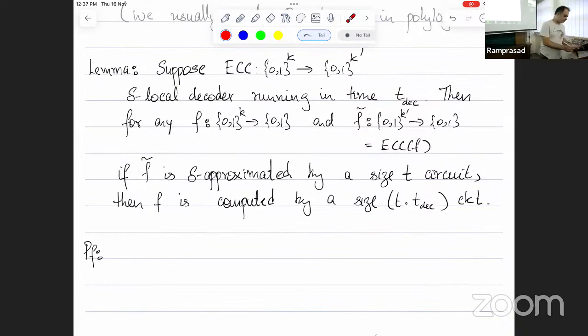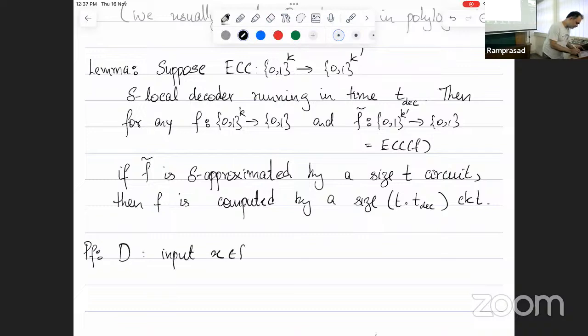So what are you going to do? I want to build a circuit D on input x in K. That's the input that's given to me. I need to come up with a way of guessing what f of x is going to be. I want to actually compute f of x with high probability. Okay, so what am I going to do?